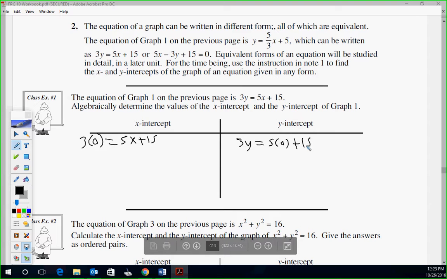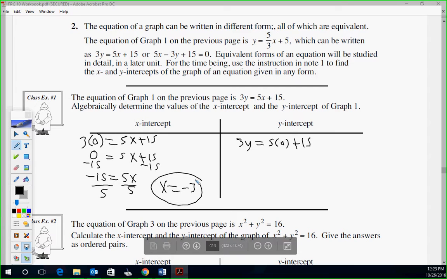Okay, so I'm going to go and do it for you. 3 times 0, simple stuff. That's 0. Grade 8, grade 9 algebra here. Minus 15. Minus 15. Divide by 5. X is negative 3, which is what we got, correct? Yeah, so negative 3.